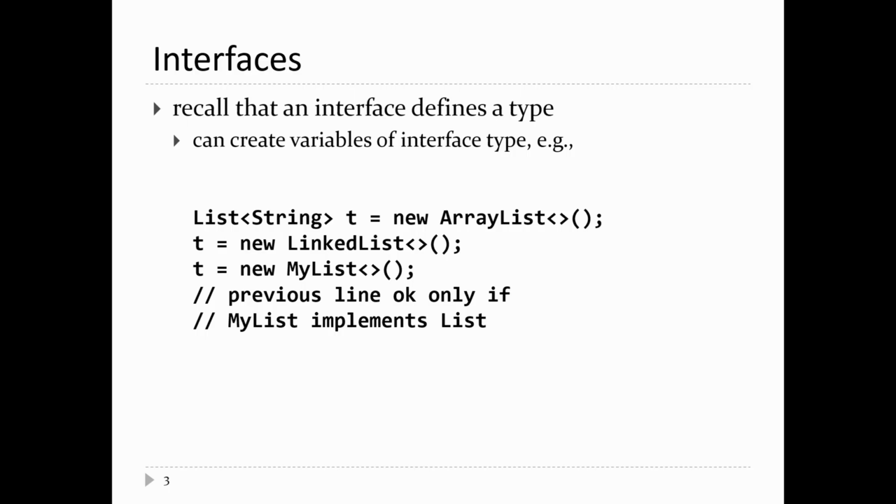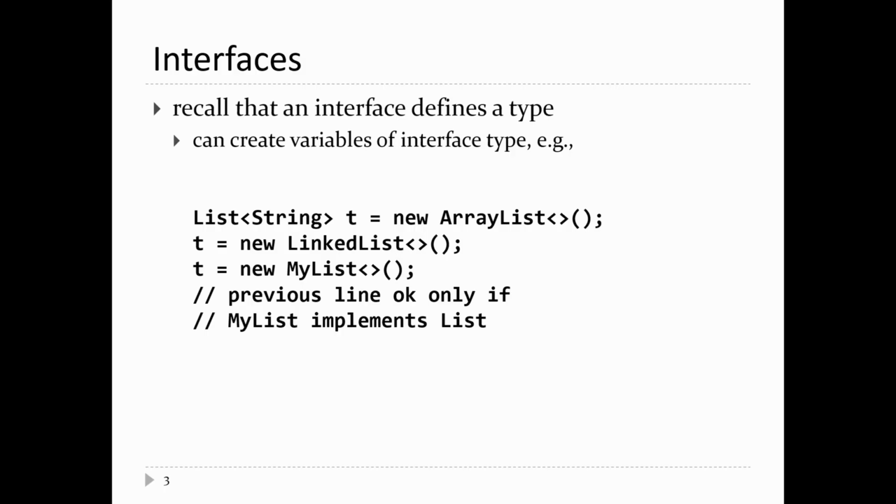What you cannot do is make a new List. You can't make an instance of an interface. You can create a variable whose type is an interface, but you can't make an object that is a List. You have to make an object of a class that implements the interface. And so new List doesn't make sense in Java. New Set doesn't make sense in Java. New Map doesn't make sense in Java. But new LinkedList, well, that makes sense.